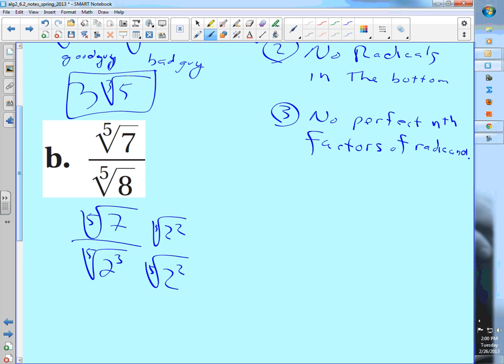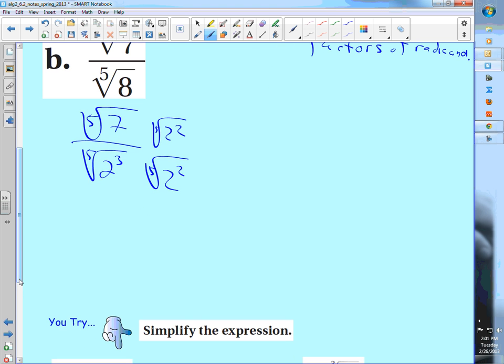Remember, when we're multiplying, what do you do with your powers? Add. So we have to do fifth root of 2 squared, both top and bottom. What is 2 squared? 4. So fifth root of 7 times the fifth root of 2 squared is going to give you the fifth root of, what will that be? 28. Over the fifth root of 2 to the fifth. Take a look at that before we fix it.